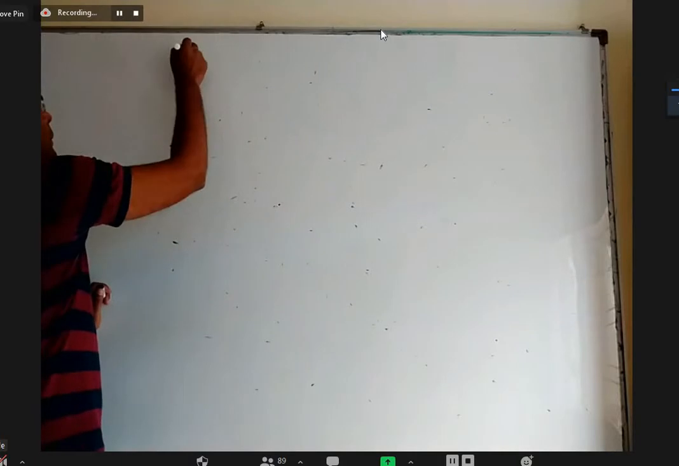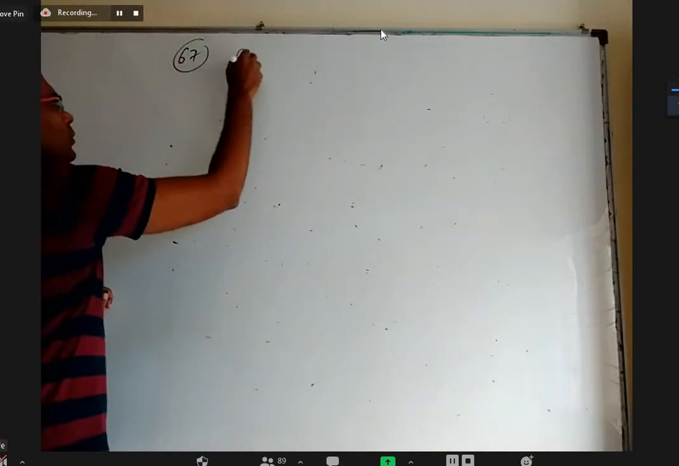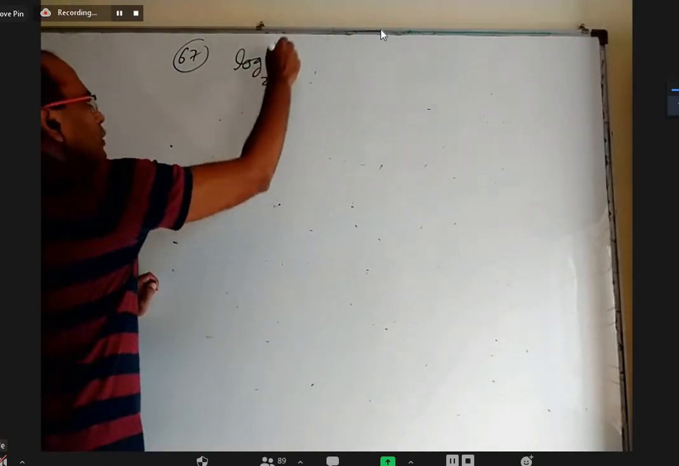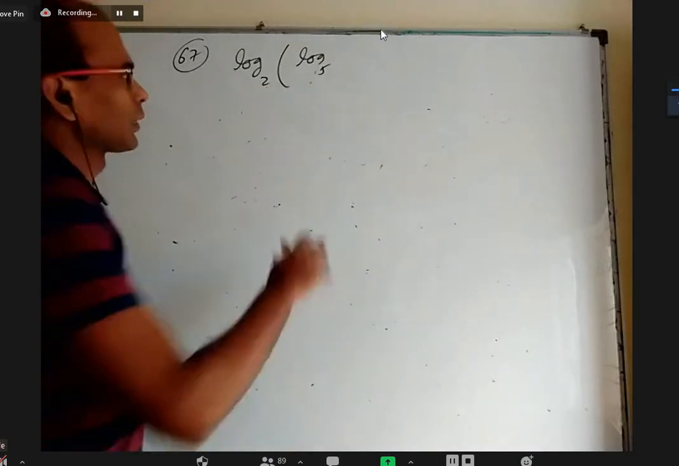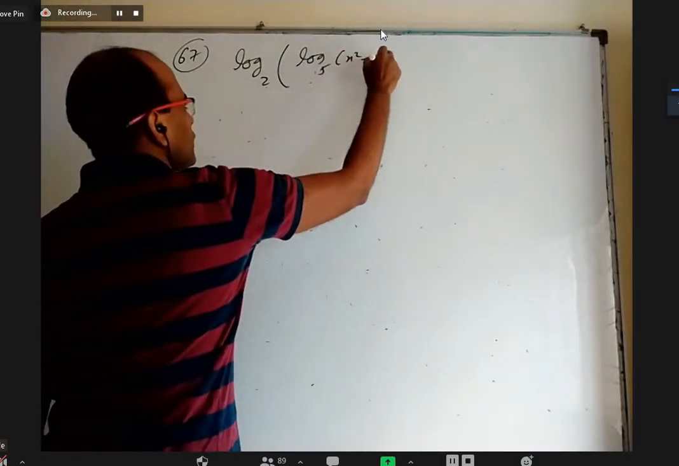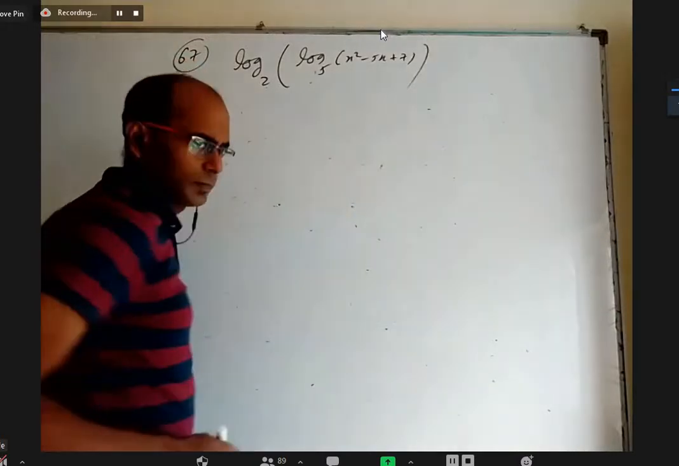Okay. 67. Log with base 2 of the log of that with base 5, x square minus 5x plus 7.